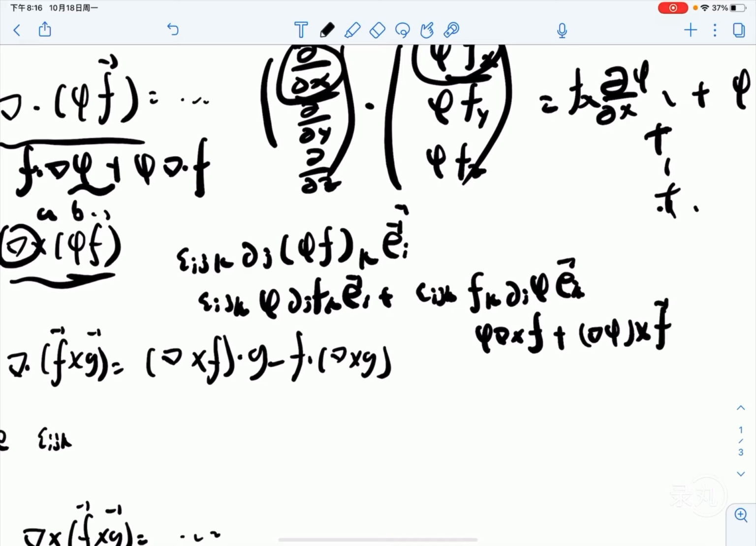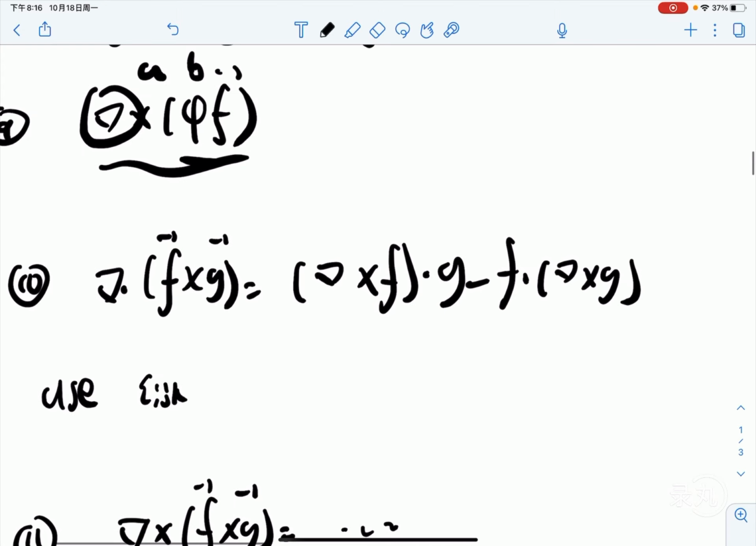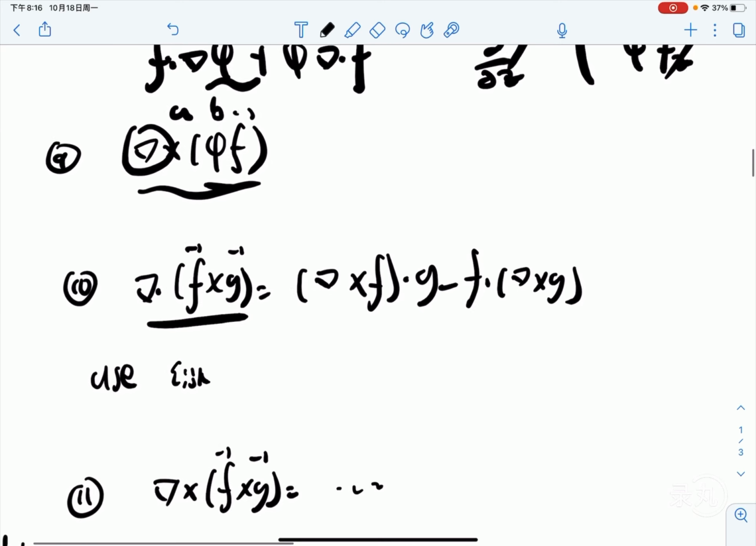Probably this. I kind of forgot. You can prove it by yourself. It's probably this stuff. Okay, moving on to the next stuff. This is also pretty good.